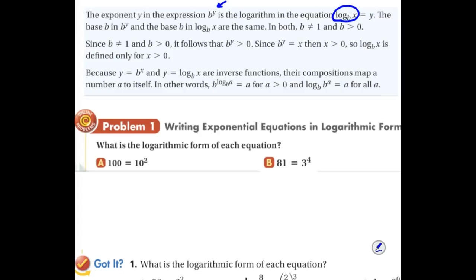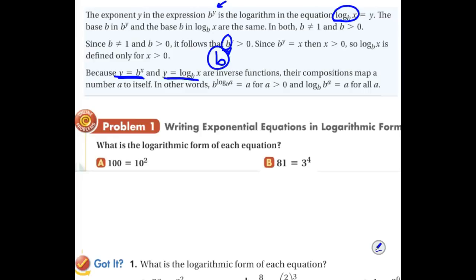Since b can't equal 1 and it has to be positive, anytime we take a number here, raise it to a power, if this number is positive, then our base to a power will always be positive as well. Since b to the y equals x, and x has to be greater than 0, log base b of x is defined only for x greater than 0. And we're going to encounter that a little more tomorrow when we start looking at the graphs of logs. Because y equals b to the x and y equals log base b of x are inverse functions. Okay? So this function and this function are inverses of each other.